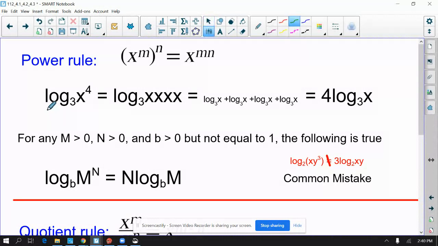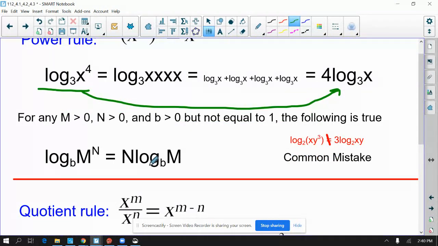And the shortcut, of course, is this. If you have log base 3 of x to the fourth, that little 4 as an exponent can just jump right into the front of the logarithm. And here it is in a more abstract form. So log of any positive base of m to the n will equal this. You just take that n, you put it in front, it acts as the coefficient.